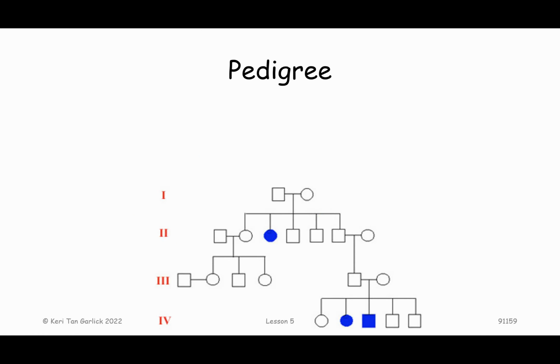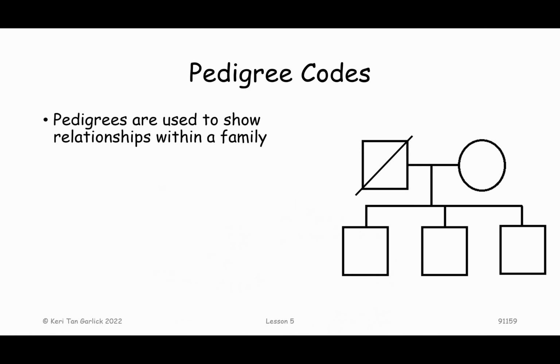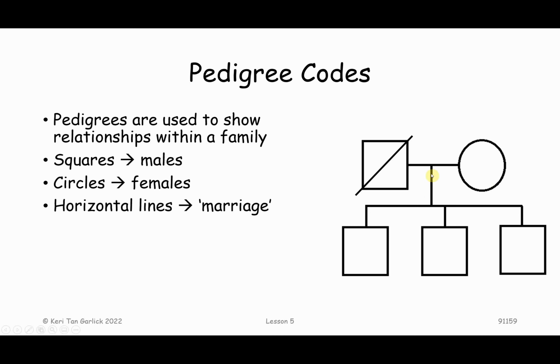Cool. Let's now talk about pedigree. So let's take this one step further. Punnett squares just show the 2 generations, the parent and the offspring. If we wanted to represent multiple generations, we would be using something called a pedigree chart. And this basically states the relationship between the different organisms and their ancestors. So just to note some of the codes, it's used to show family relationships. The squares refer to males, the circles refer to females. Horizontal lines here mean marriage, and that's kind of an outdated term. It just means that they had offspring together.